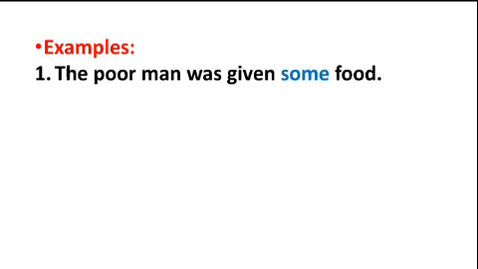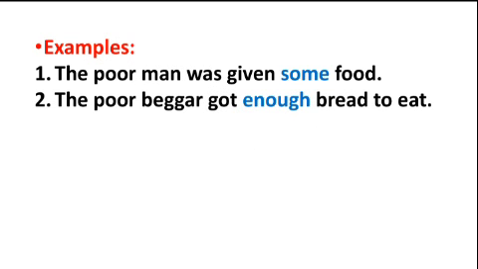Now, let us see the next example. The poor beggar got enough bread to eat. Now here it is said that the poor beggar got enough bread to eat. So how much bread did he get to eat? Enough. So enough is an adjective of quantity. If you ask how much food he got, enough food. So understood? Okay, let us see the next example.